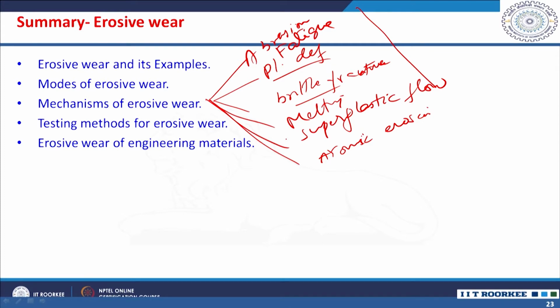We have also seen several examples of engineering materials: metals, ceramics and polymeric materials. In all these conditions we find that for ductile materials E by H is a more important parameter than simply H, or for a brittle material you have more domination of the fracture toughness than the hardness. So, brittleness has to be controlled by certain material processing techniques, so that the erosive wear can be controlled.